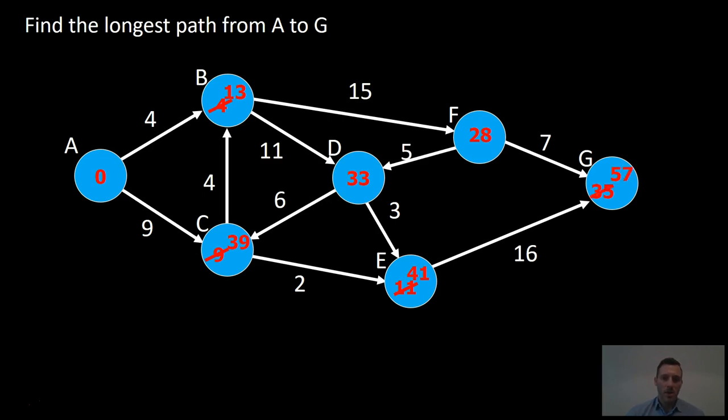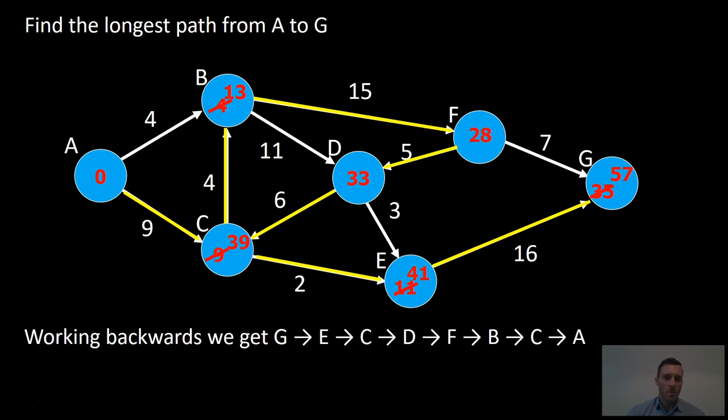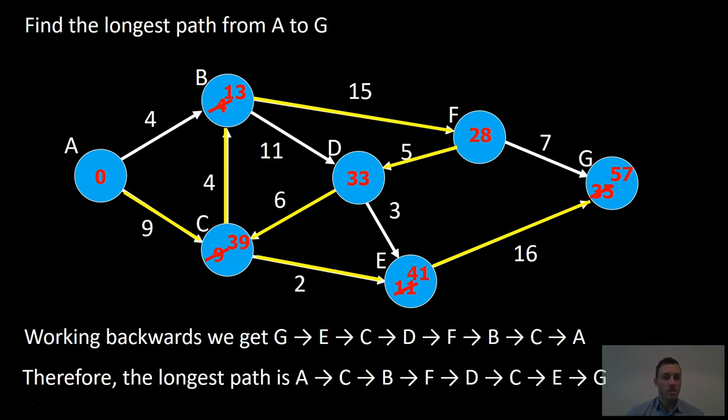Now that we've finished, we've got to backtrack through the network to find the longest path. So 57 take 16 was 41, take 2 was 39, take 6 was 33, take 5 is 28, take 15 is 13, and then we took 4 and we went back to C, so we visited C twice, and we take 9 to get back to 0. So when working backwards, we got G, E, C, D, F, B, C, A. So the longest path is from A, C, B, F, D, C, E, G in this network.